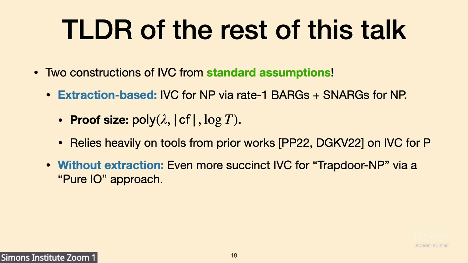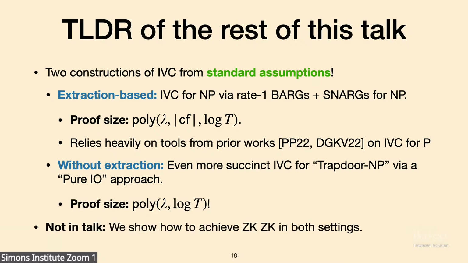But for the second result, I was not satisfied with this dependence on the configuration size. So we decided to think about it more, and we construct even more succinct IVC for what I'm going to call trapdoor NP languages. Yeah, I'm not happy with this, because we can do SNARGs that are better than this. Why do I need to pay for this in IVC? So in the second result, we try to get rid of the configuration dependence. We do it for some subset of NP. I'll talk about this more later. And I won't show it in this talk, but we achieve ZK in both settings.